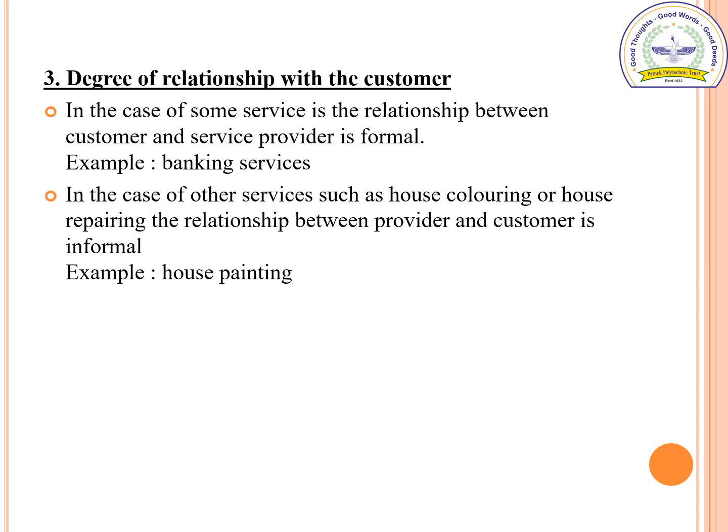The services can also be classified on the basis of degree of relationship with customers. In some cases, the relationship between the customer and the service provider is formal, whereas in some services, the relationship is informal. Let us understand this with an example. When someone goes to a bank, the relationship between the customer and the service provider is formal. And when someone comes to your house to give painting services, the relationship between the service provider and the customer can be informal.